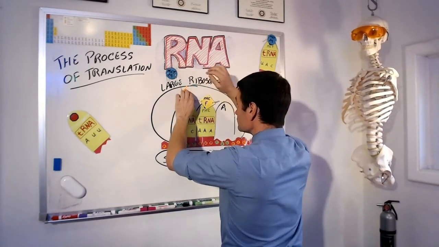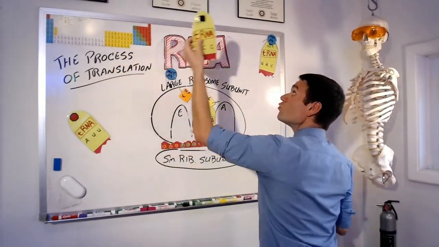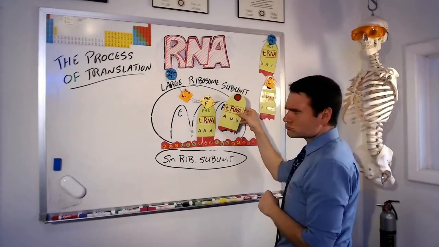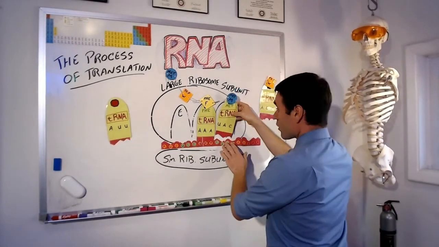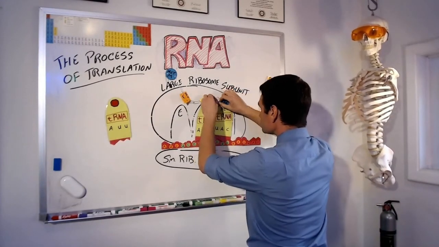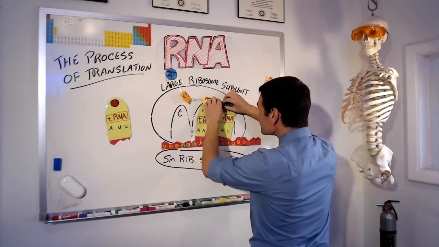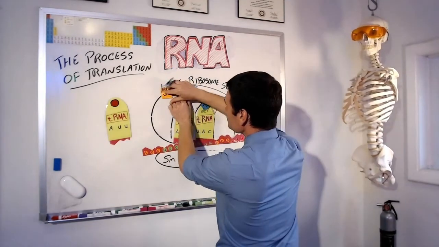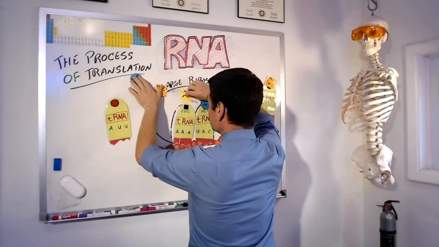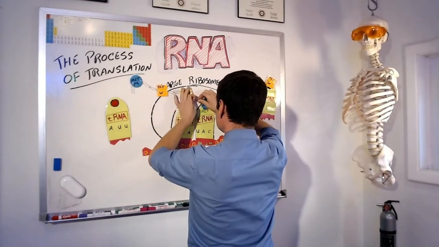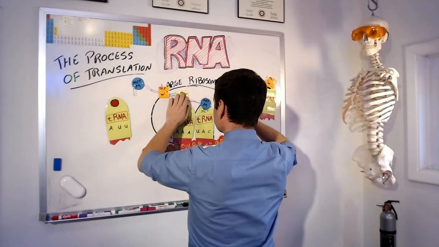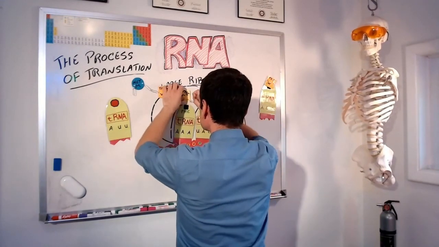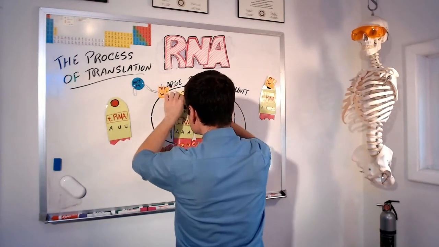New tRNAs will enter through the A site, the whole message will translocate down 3 letters, a new peptide bond will form, and then another anticodon will try to float into the A site again. This process continues over and over and over again, with new tRNAs entering through the A site and exiting through the E site, and new peptide bonds being formed at the P site until eventually a stop codon is reached.